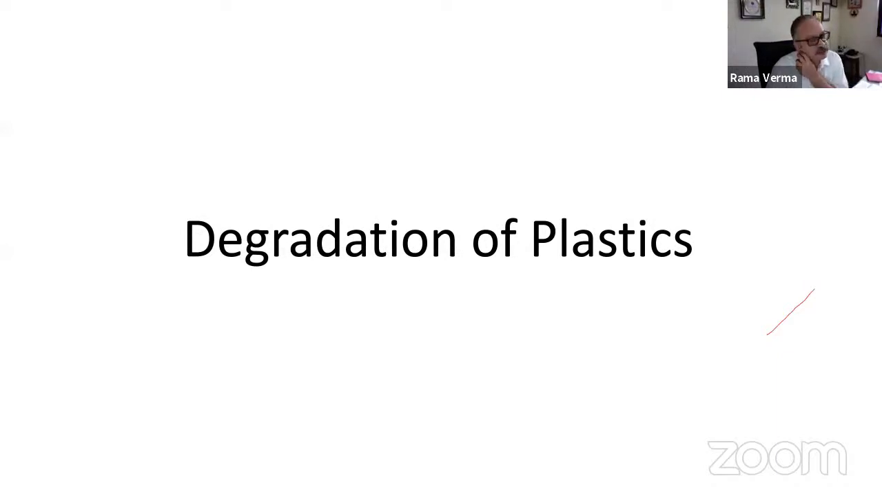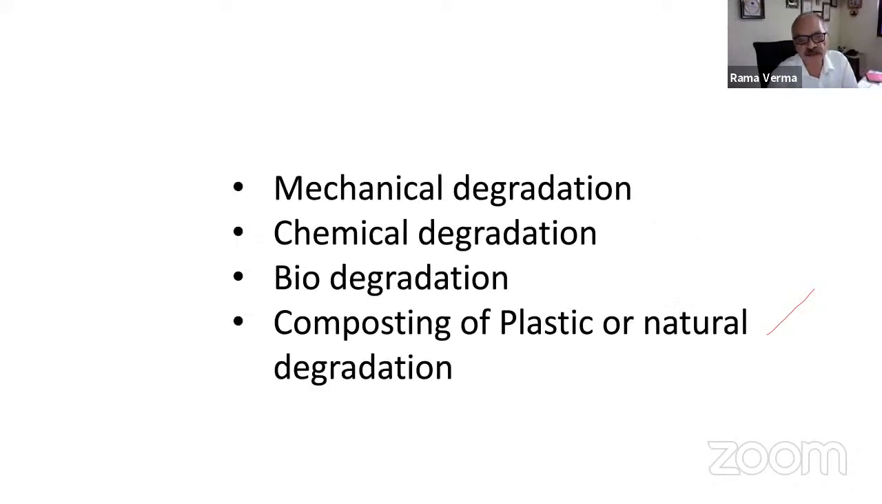So to degrade a plastic, the first thing is that you have to break it into small pieces so that the chemicals or the bacteria or the yeast can penetrate into every part of the plastic. There are mechanical degradation, chemical degradation, and then biodegradation, or what we call natural degradation. I'll tell you the difference between biodegradation and natural degradation.